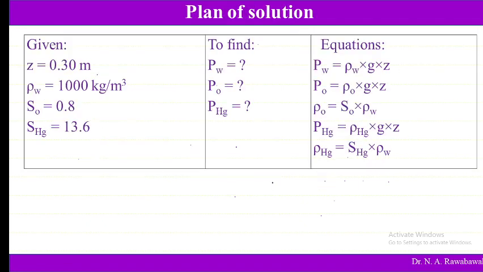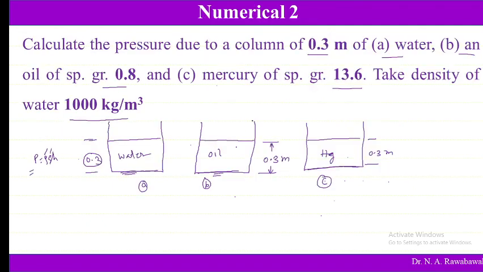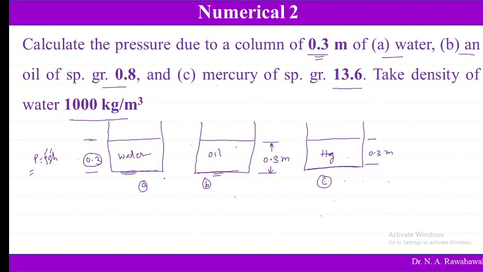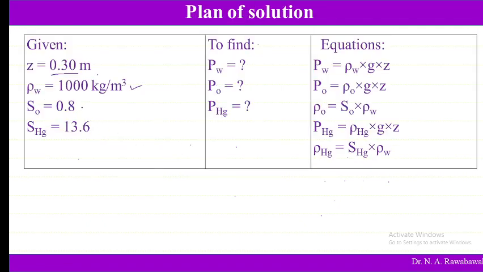Now we will see this data, we will collect Z. Z is nothing but the depth of liquid, that is 0.3 meter, which is given in this problem. Then the density of water is specified in this problem, that is 1000 kg per meter cube. Then the specific gravity of oil is 0.8 and the specific gravity of mercury is 13.6.